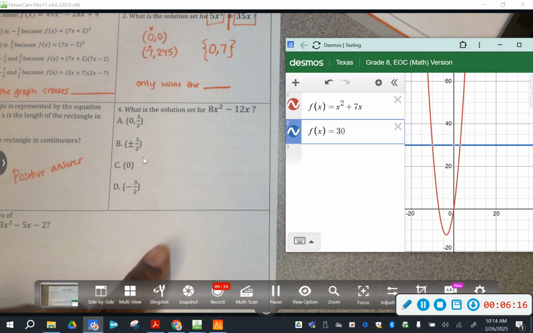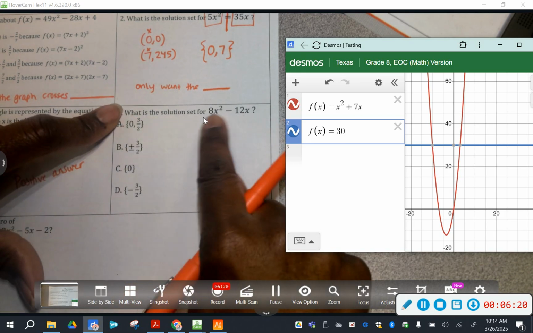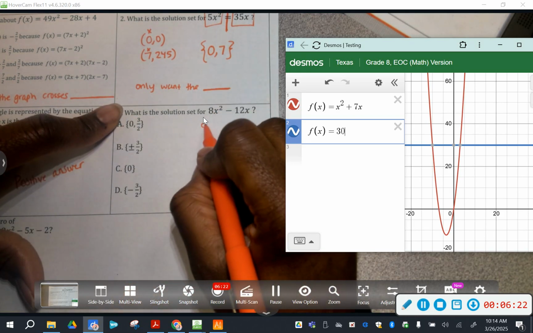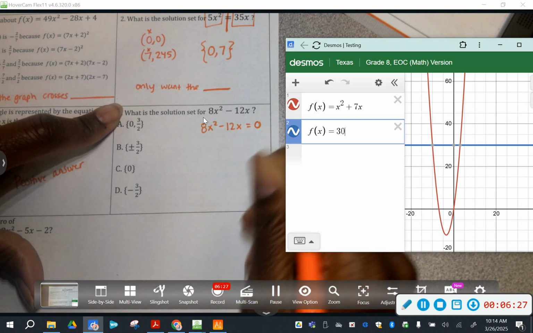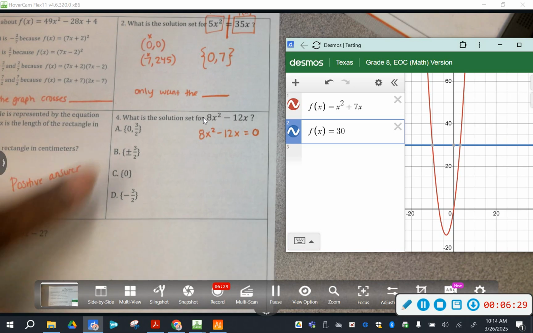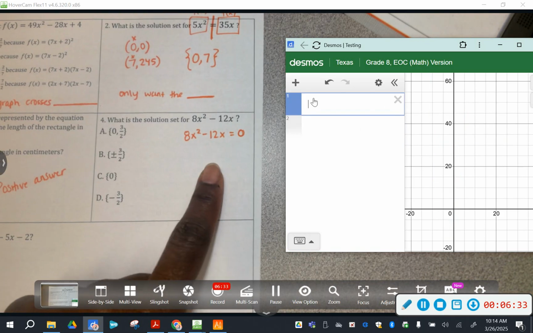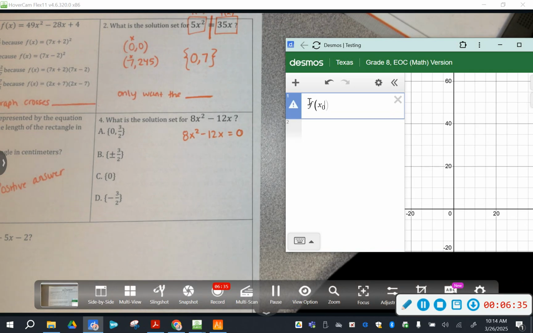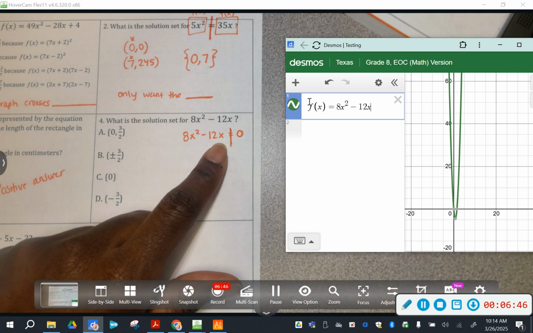Now, number 4, there's a little bit of a typo, because if it's asking what is the solution set, it should have been equal to something. So this should have been equal to 0. So let's go ahead and use the same strategy we used over here by typing in our two functions. F of x equals 8x to the power of 2 minus 12x. Don't forget, this is 12x. Remember, your equal sign is your stop sign.